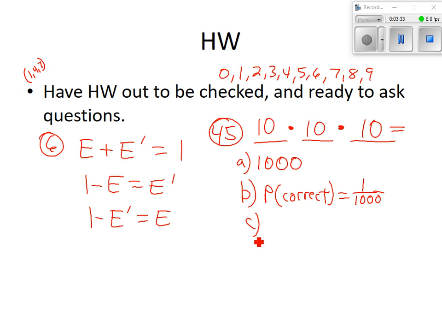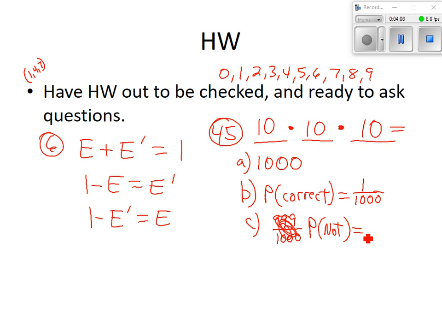Part C. What's the probability of not selecting the correct access code on the first try? That would be the complement of it. 999 out of 1,000. Wait, so how would you know when it's the complement? Like, here, I should have written this out. Probability you're not correct. Well, there's only 2 things that could happen. Either you get it correct or you don't, right? So those 2 are complements of each other.